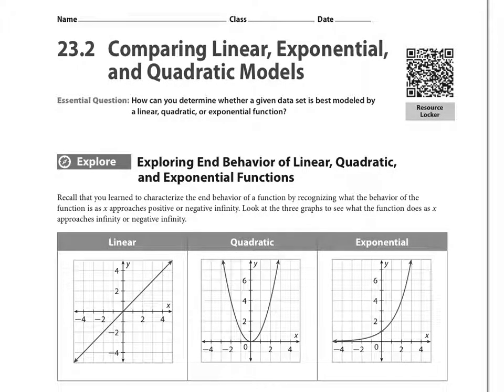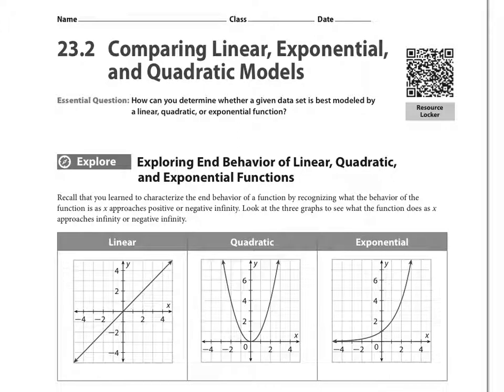Okay, 23.2, comparing linear, exponential, and quadratic models. So here it's taking data and trying to figure out what is going to be the best fit in terms of type of graph for the information. Now, one thing to note is the difference in the end behavior for each of these.